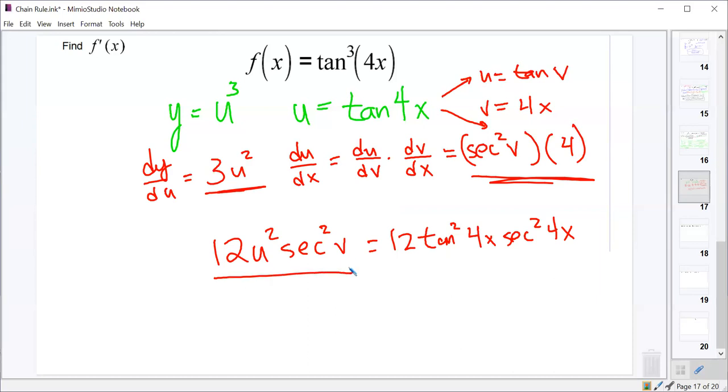So we had 12u squared secant squared v. You agree with that? Okay, so from there, the 12 came from the 3 times the 4. The u squared, well, we go and find what was u. U was tangent 4x. Yep, we're just plugging in the values, because we got to end up in terms of x. So u squared is tangent squared 4x, and secant squared v is secant squared of 4x. Any other questions on that one?